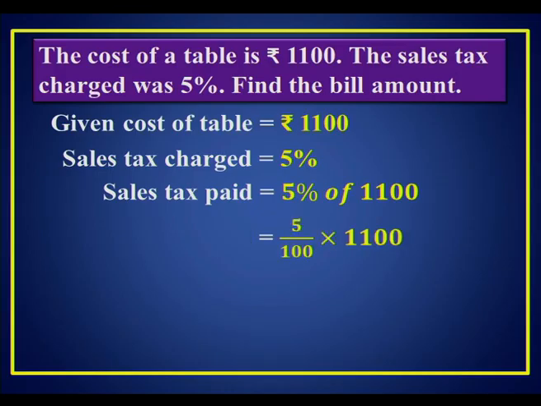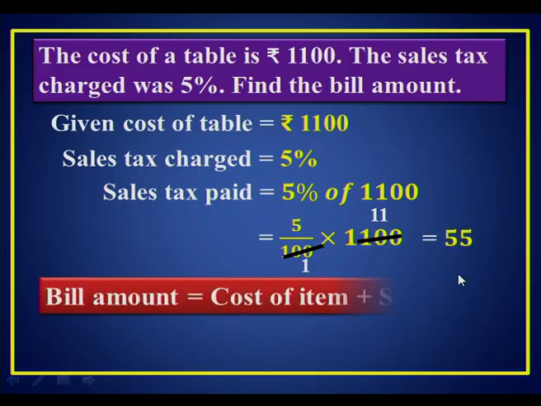So, 5% means 5 by 100 into 1100. Now, 100 will cancel with 100 one time, and it will go into 1100 11 times. Now, what is left, children? We are left with 5 into 11. So, what is that, children? 5 into 11? Yes, it is 55. That means we need to pay a tax of 55 rupees.